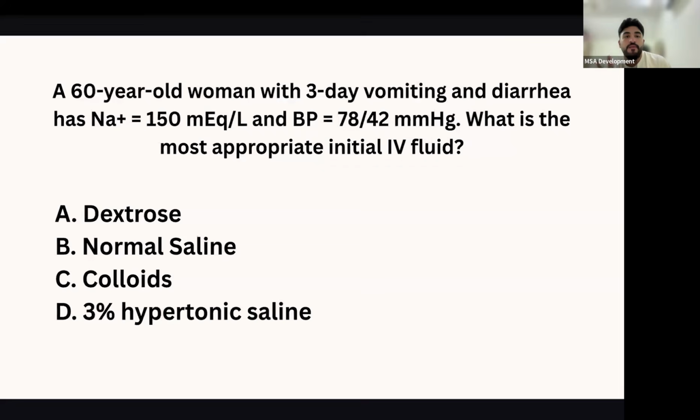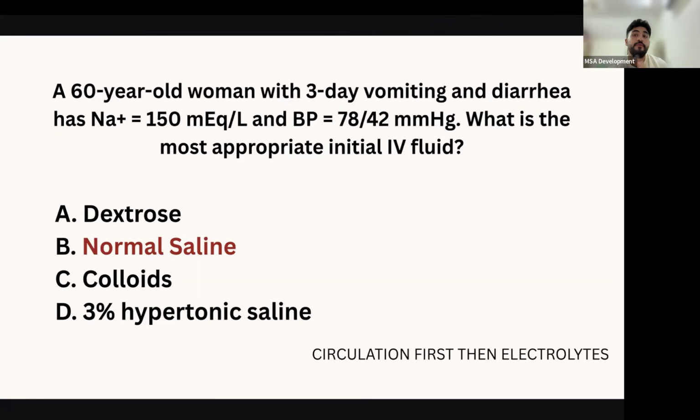So now we have just a couple of questions before we proceed to the other lecture. You have a 60-year-old woman with 3-day vomiting and diarrhea. Her sodium level is 150. Her blood pressure is 78/42. What is the most appropriate initial IV fluid? So I'm going to give you 3 seconds. So it's going to be normal saline. Why? Because she's hypotensive. Before she's hypernatremic, she's hypotensive. So I'm going to give her normal saline first.